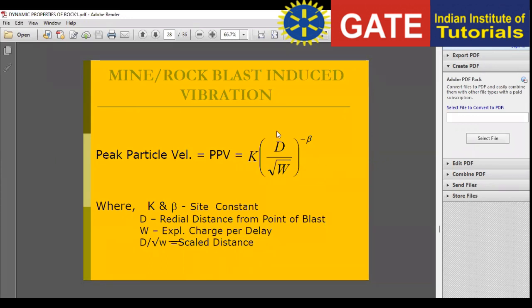So basically, suppose you calculate the peak particle velocity, and we compare it with the prescribed standard. If it is under the prescribed standard, then the blasting hasn't caused any damage to the structure. If it is over the prescribed standard, then there is a chance that blasting induced damage has occurred in the structure. So this is the relationship, just remember it, to find out the peak particle velocity, and I have already covered this while covering blasting.